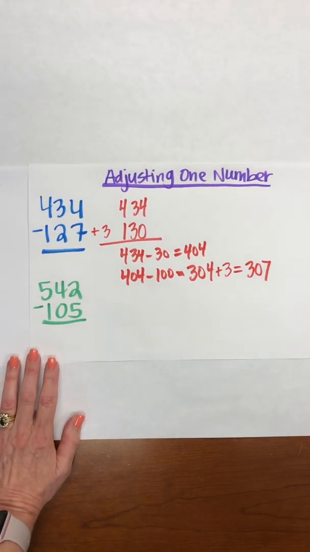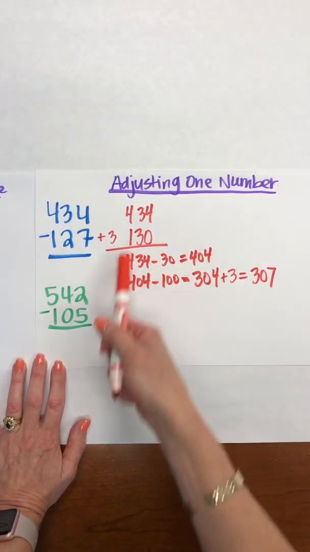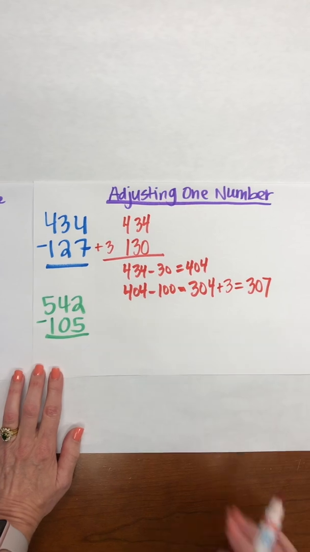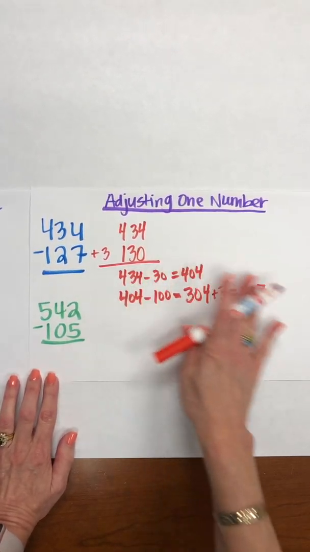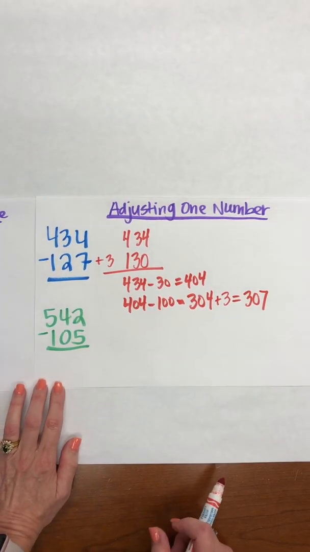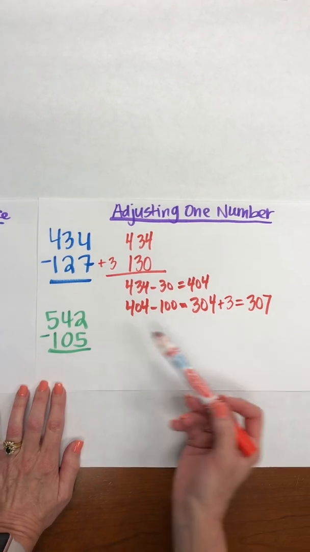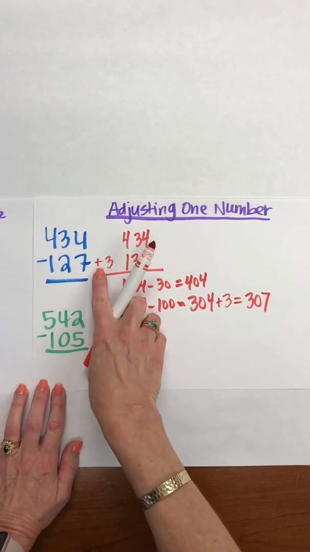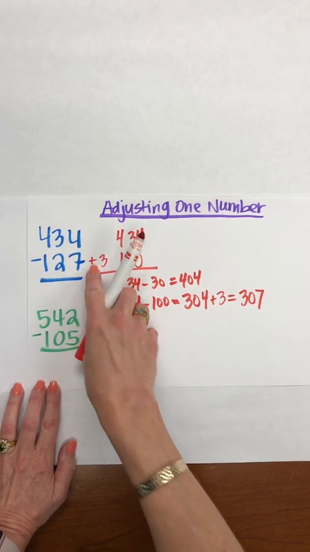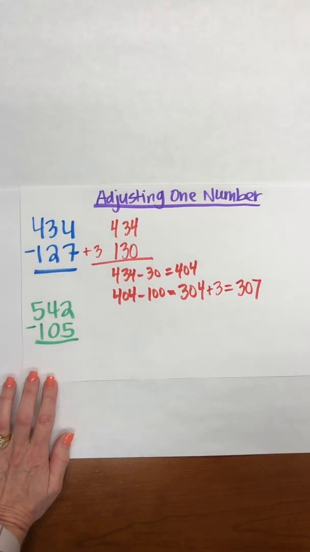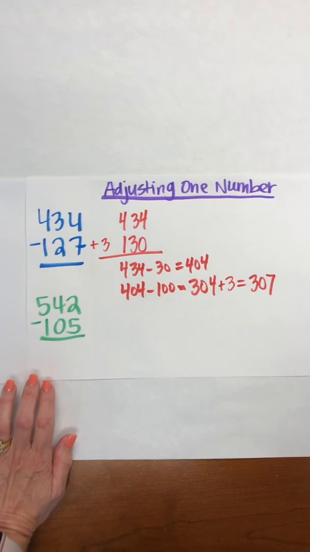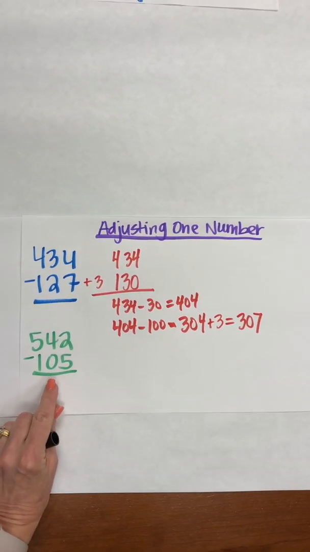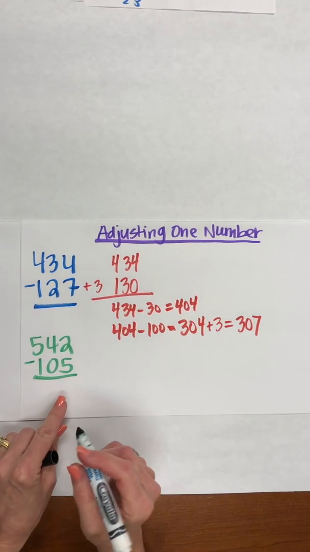In second grade, they are familiar with subtracting groups of 10s and groups of 100 from a number, so this should not be difficult for students, hopefully. All right, so the two problems I just showed you demonstrated adding to adjust a number. Now I'm going to show you using subtraction to adjust a number. So my problem is 542 minus 105.